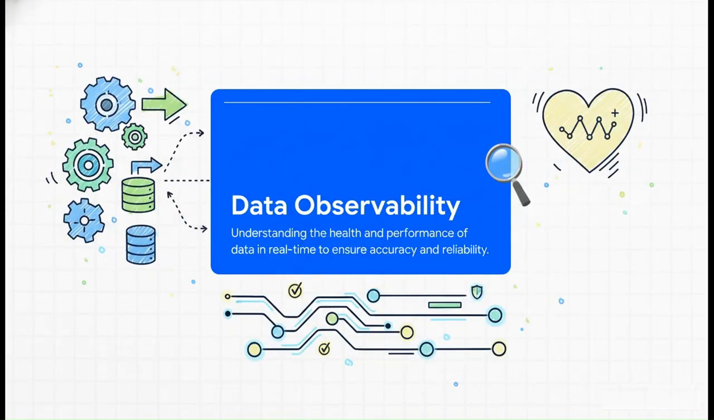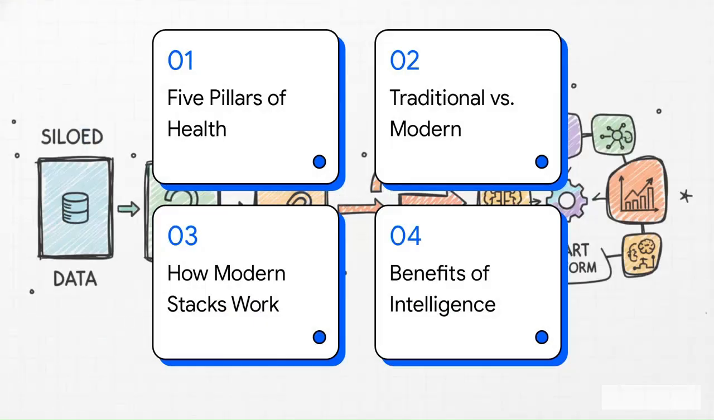It's all about getting a complete live view into the health of your data. Think of it like a heart rate monitor for your entire data ecosystem. It's there to make sure everything flowing through your pipelines is accurate, dependable, and ready to go when you need it. First, we'll break down the pillars of data health. Then, we'll put the old way of doing things head-to-head with modern, intelligent platforms. After that, we'll peek under the hood and see how these new systems actually work their magic. And finally, we'll wrap up with why any of this really matters to your bottom line.